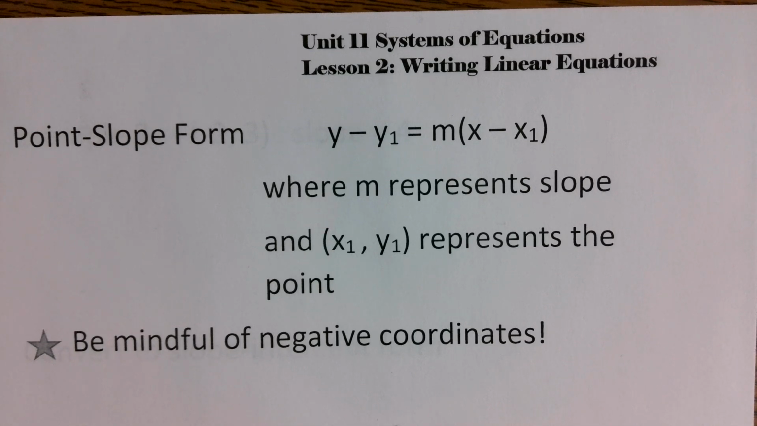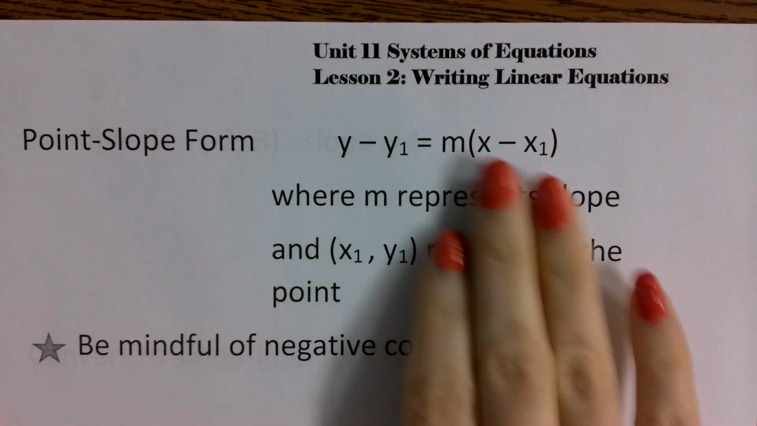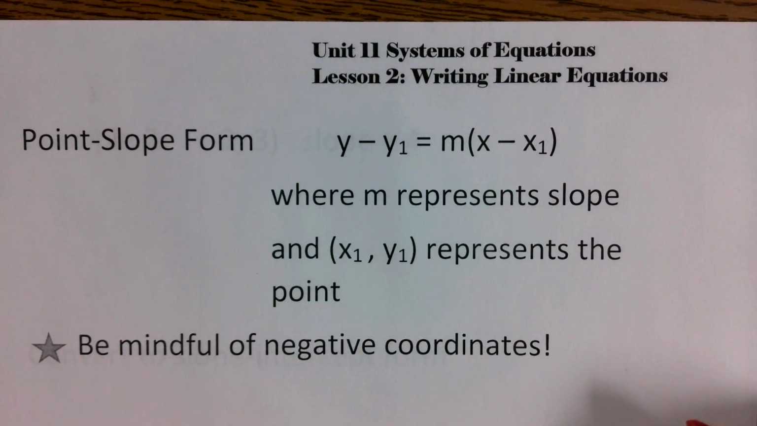All right, so point slope form. Point slope form is just another method of being able to write a linear equation. So we've seen two other methods for writing linear equations. We saw slope-intercept form, that y equals mx plus b. We also saw our standard form yesterday, that ax plus by is equal to c. Now here's a third format that we're learning on how to write linear functions.